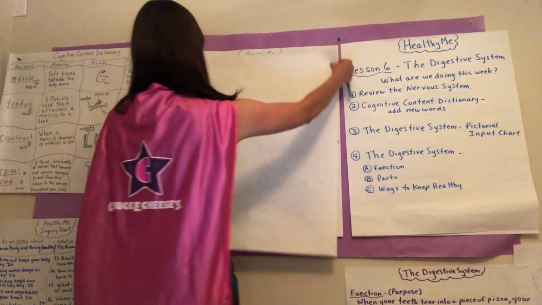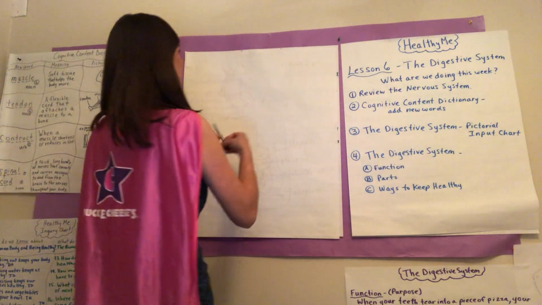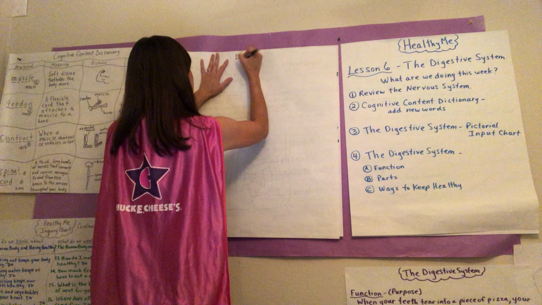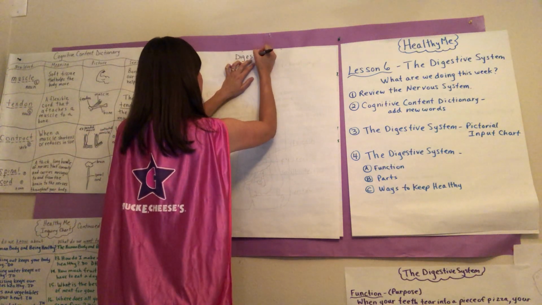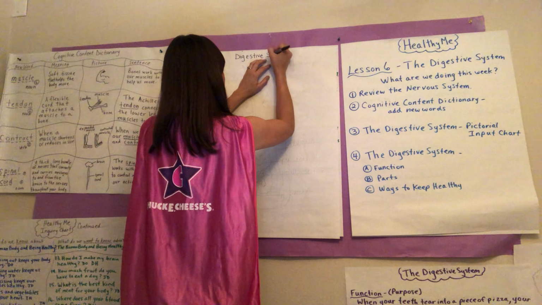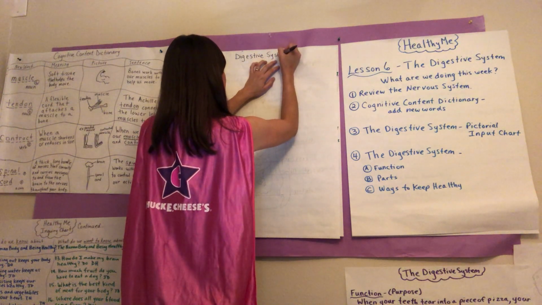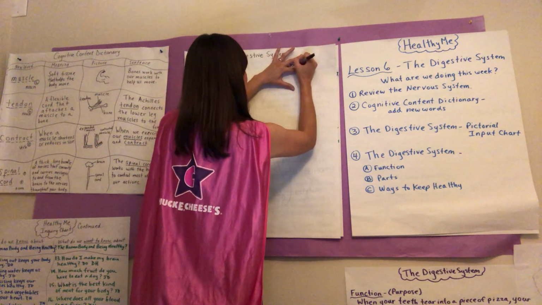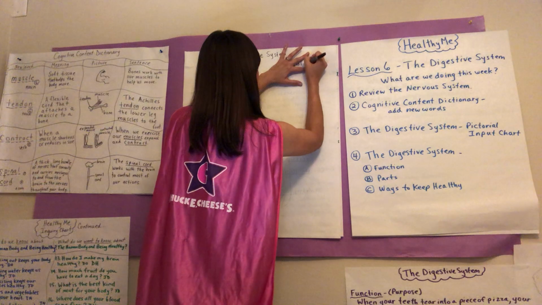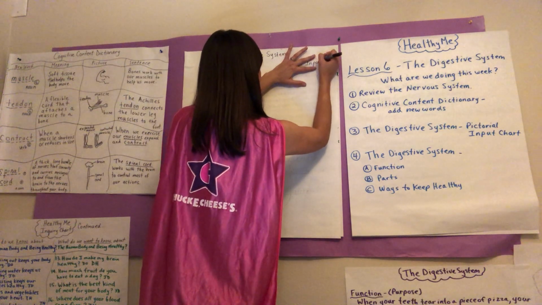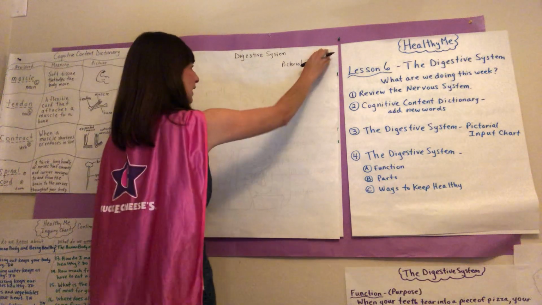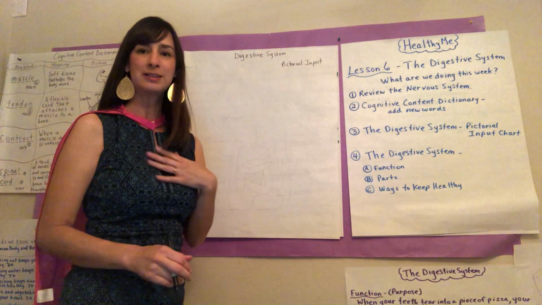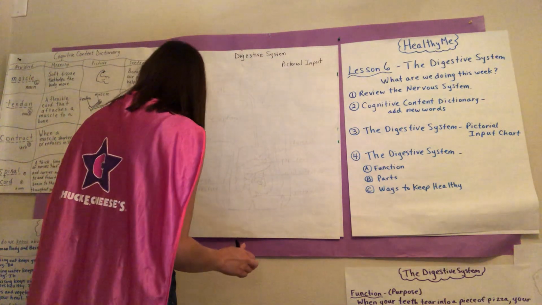Okay, on to our digestive system pictorial input chart. This is a picture of the inside of our body and what happens when we consume food. Thank you for joining me, and I hope you enjoy learning about this very complicated system that helps us break down the food that we eat so that we can use it as fuel for our bodies.